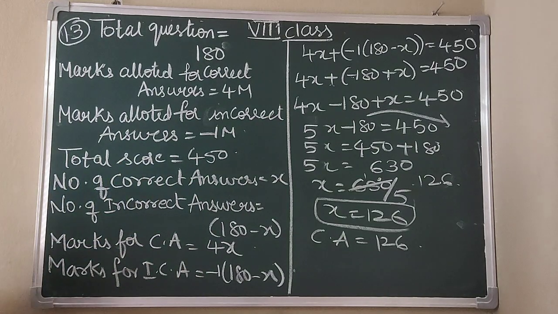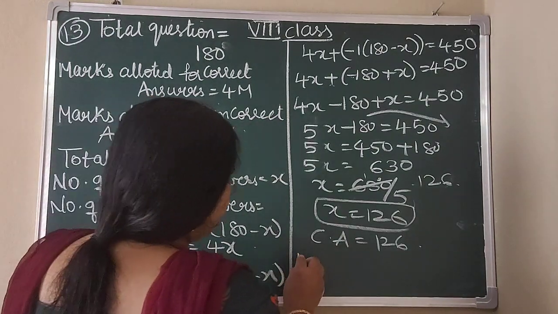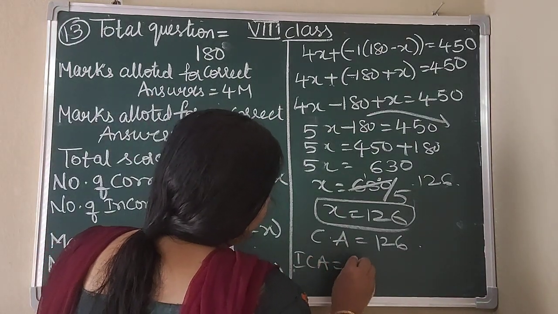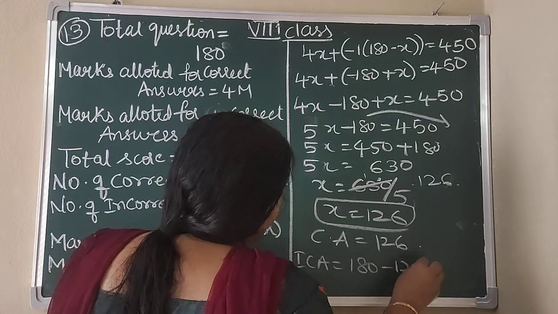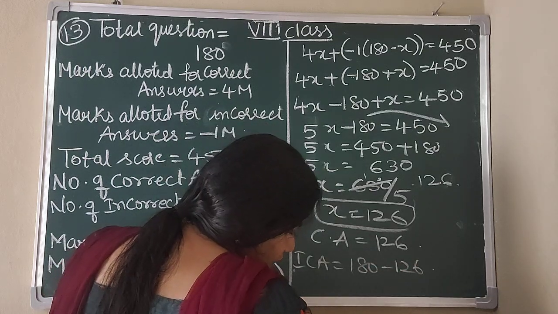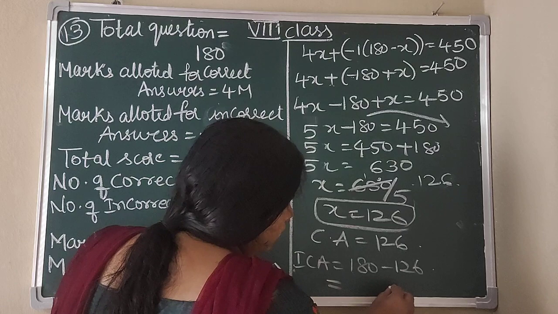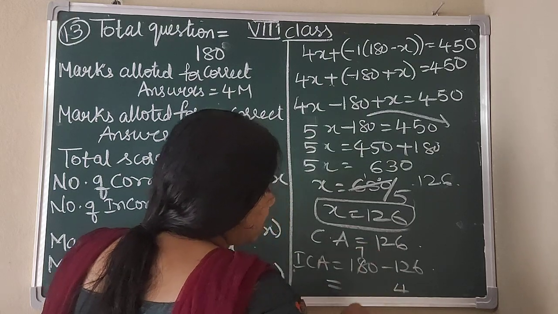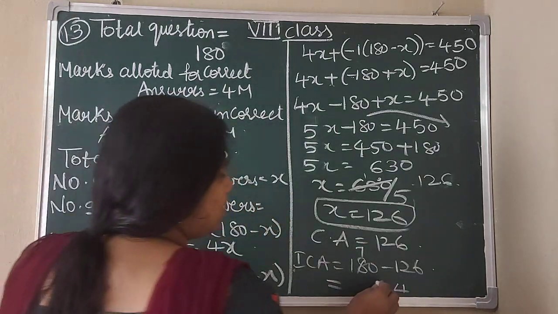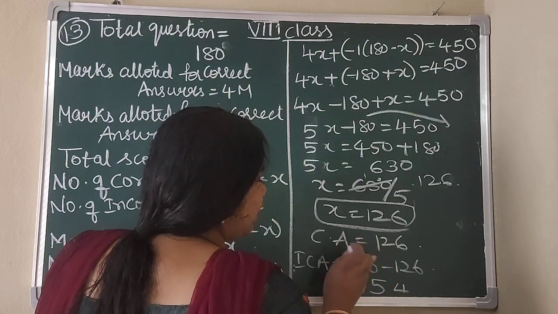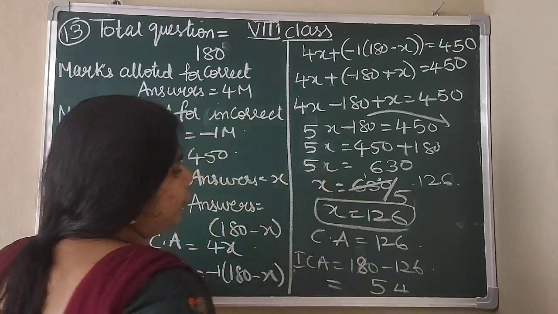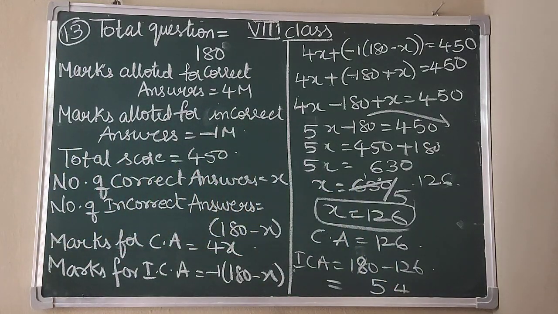Now we have to find the incorrect answers. So incorrect answers will be equal to 180 minus 126. That will be equal to how much? That will be equal to 4, 7 minus 2 is 5. So total incorrect answers are how many? 54. So correct answers are 126 and the incorrect answers are 54.